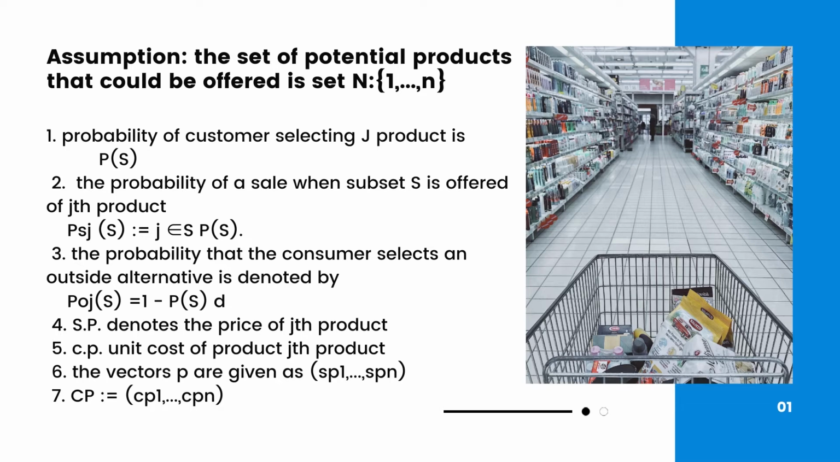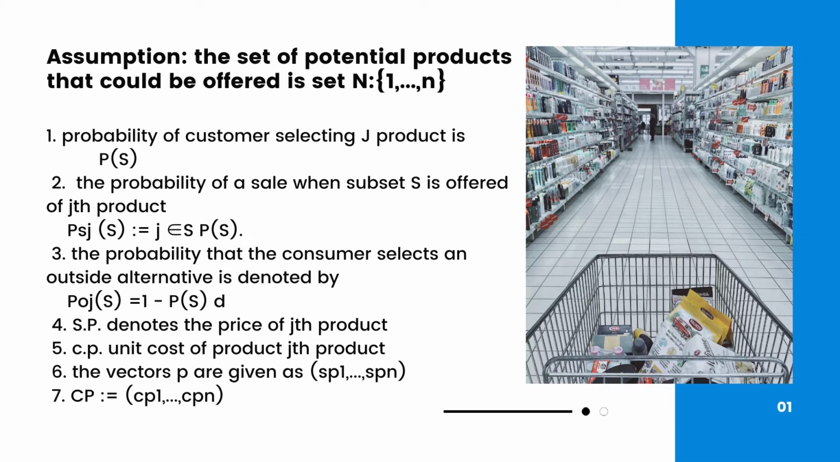Third is the probability that the consumer selects an outside alternative, denoted by P0(S), which is equal to 1 minus the probability of the sale multiplied by demand. An outside alternative may mean either that the consumer does not purchase or that he purchases from another vendor. Fourth is the price of the jth product, which is denoted by SPj. Fifth is the cost of the jth product, which is given by CPj.